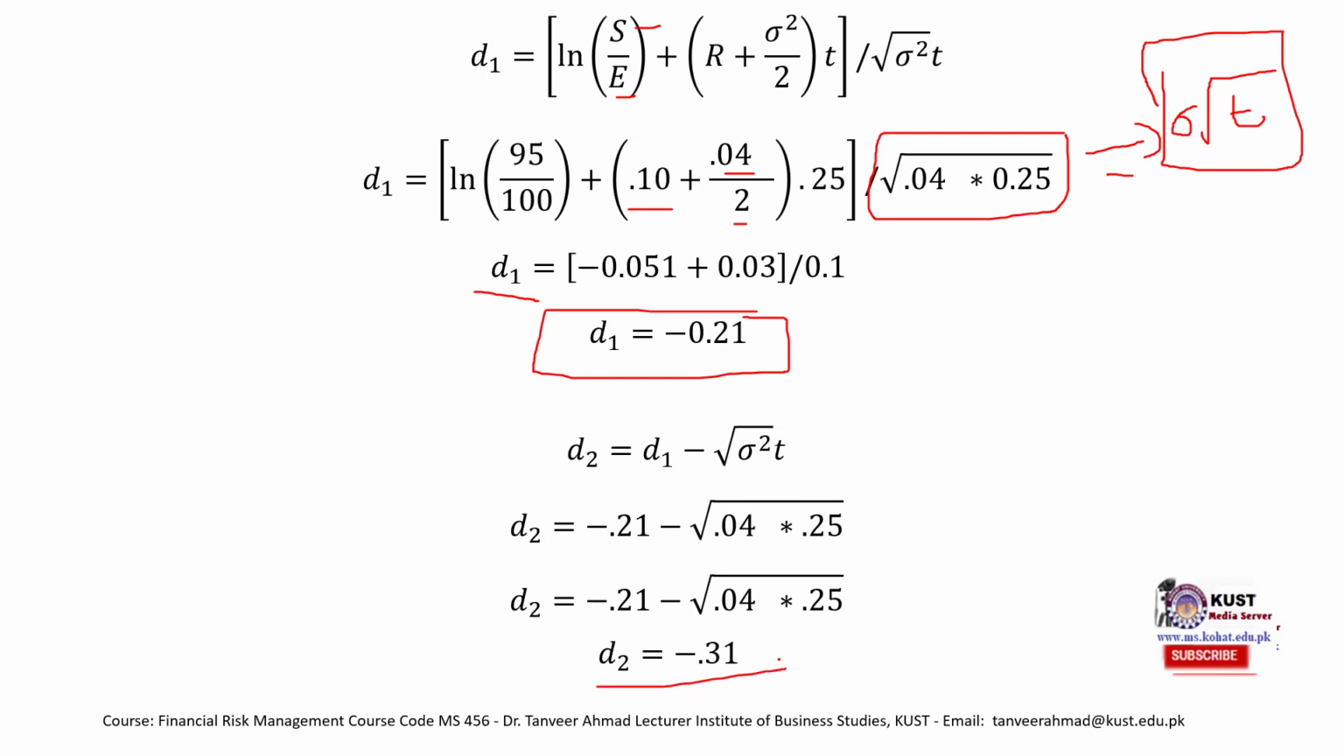So for now, we have just calculated D1 and D2. We do not have the value of ND1 and ND2. We first need to find the value of ND1 and ND2. Now, how do we find ND1 and ND2? We look at the tabulated value of D1, that would become ND1, and we look at the tabulated value of D2, that would become ND2.